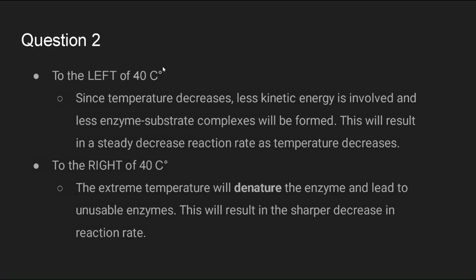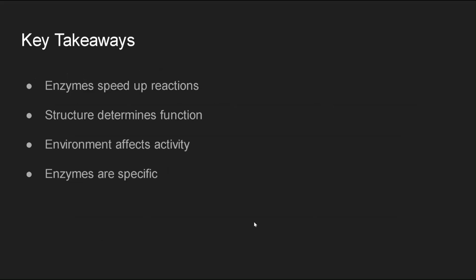So your answer should look something like this. To the left of 40 degrees Celsius, since the temperature will decrease, less kinetic energy is involved and fewer enzyme-substrate complexes will be formed. This in turn will result in a steady decrease in reaction rate as temperature decreases. To the right of 40 degrees Celsius, the extreme temperature will denature the enzyme, and I'm looking for this word here, and lead to unusable enzymes. This will result in a sharper decrease in reaction rate.